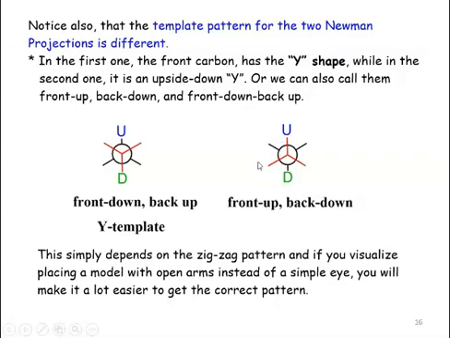Okay, of these three substitution associated with the first and the second carbon, the only difference is that here we can see the first attachment to the first carbon are oriented in a Y-shaped manner, whereas in the second case, the 3 substituents are oriented in such a way that they look like oriented in upside down Y pattern. This simply depends on the zigzag pattern. And if you visualize placing a model with open arms instead of a simple eye, it will help you to easily find out the correct pattern.